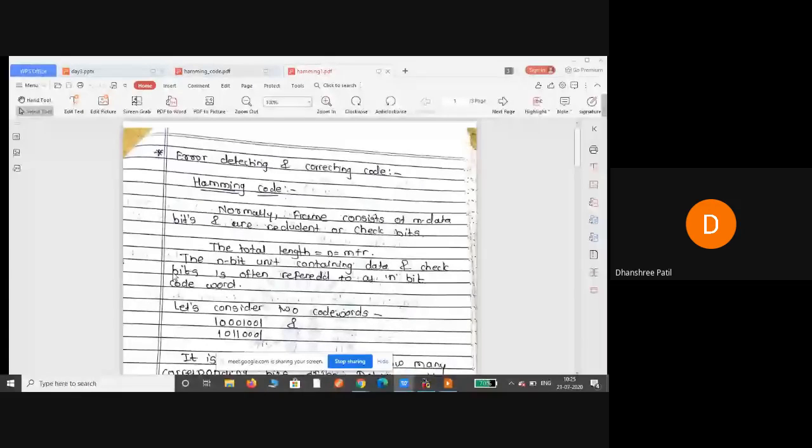Remember, this is asked in the MCQs. Each and everything you should understand over here, because if a Hamming code question comes, 10 marks are fixed. This question carries 10 marks. So pay attention. Okay. So what is the total length? Your frame plus parity bits. Parity bits are the extra bits which are added to your original data.